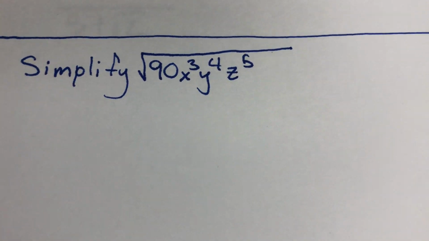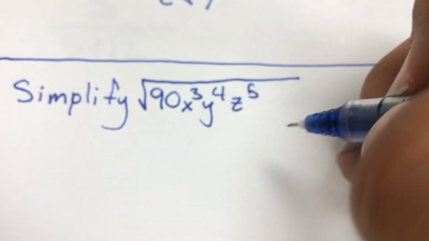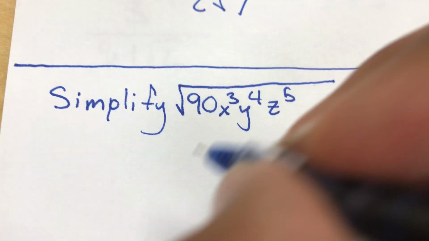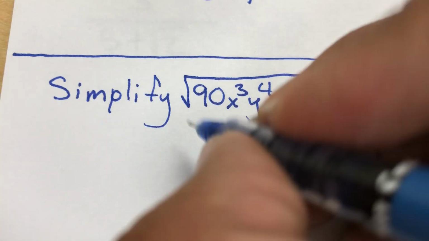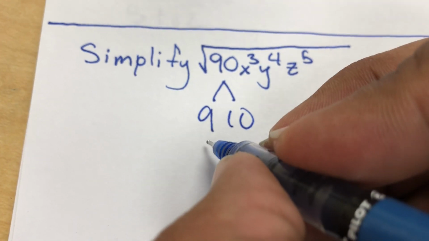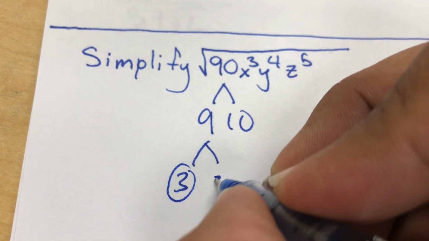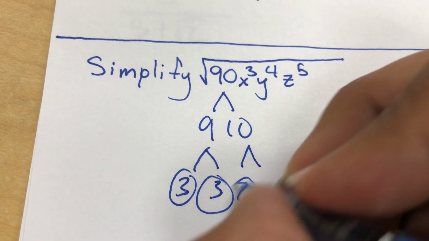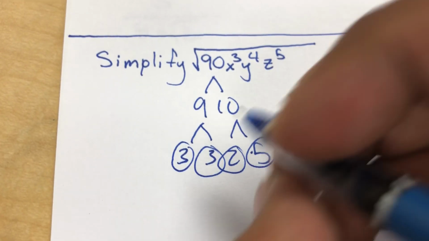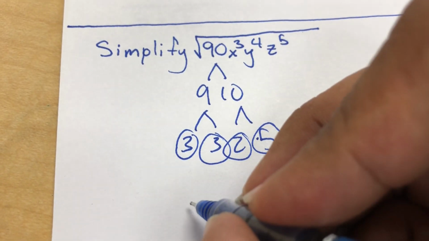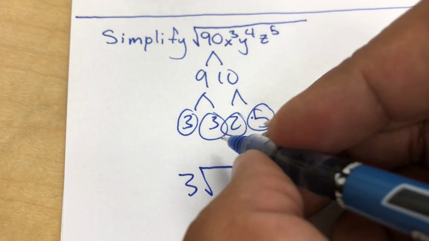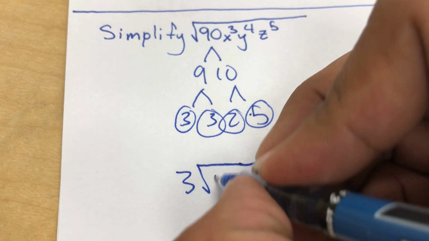The next one is this one. Now you treat the 90 exactly the same. You split it all. We'll do the 90. So this is going to be 9 times 10, 3 times 3, and 2 times 5, right? So the 90 is going to actually come out with a 3 on the outside and a 2 and a 5 on the inside, right? So 2 times 5, because they're the only ones left inside, become 10.